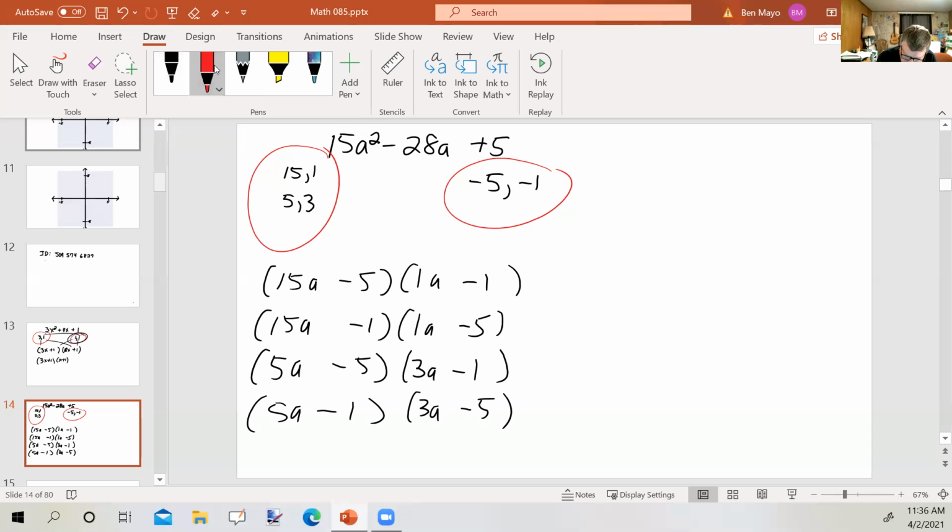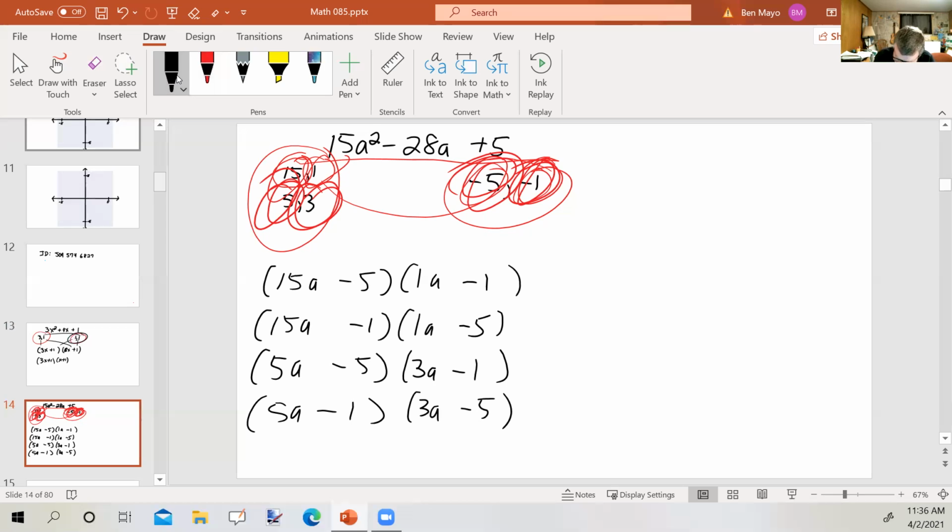Now again, what have I done? I've taken 15 and put it with -5, and 1 and put it with -1. Then I've taken 15 and put it with -1, and 1 and put it with -5. So switching them around. Same thing, 5 goes with -5, 3 goes with -1, or 5 goes with -1, and 3 goes with -5. So all those different combinations. Every one of these pairs of binomial factors, if you multiplied them together, you'd get 15a squared up front and +5 at the end. But the middle term, the -28a, that's what we're looking for to get the correct answer.